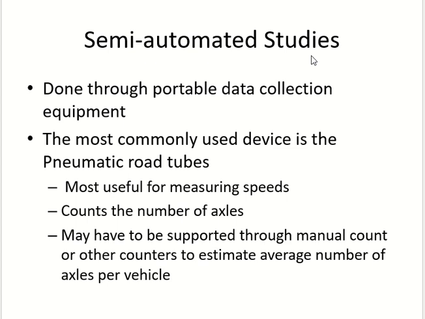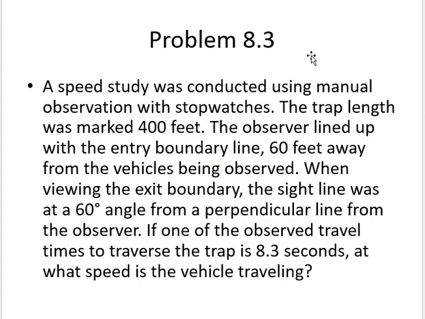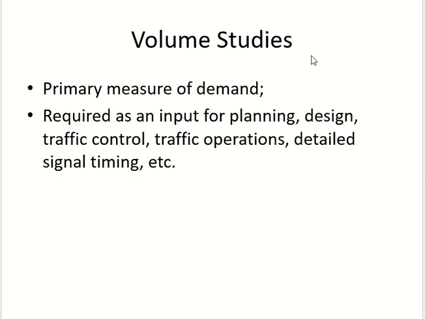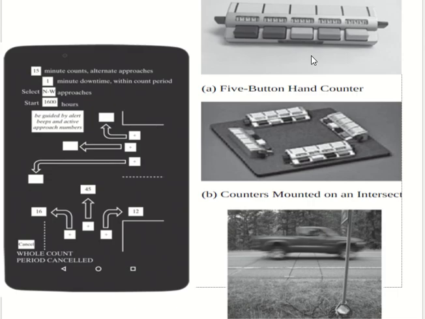So, the most commonly used semi-automated device is a pneumatic road tube. As the name suggests, it's a tube. It's black, very thin, and you may often see it on the roads in Bahrain as well. You see these two black lines, these are road tubes. Some of you may have already seen them. They put these road tubes on the road. It's very commonly used by the Ministry of Works.